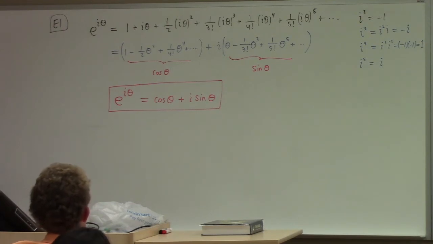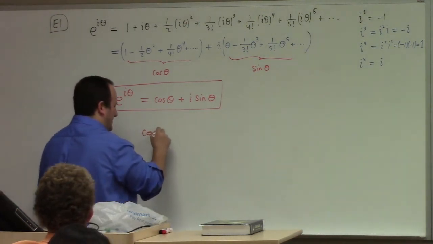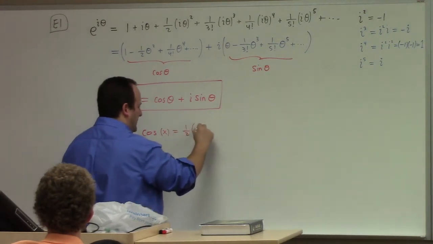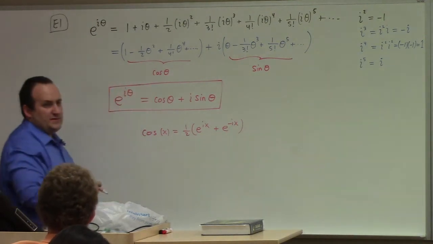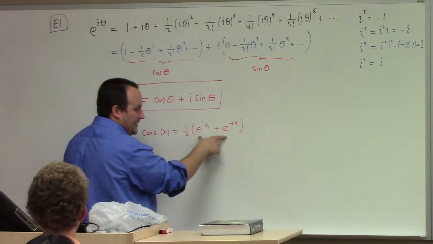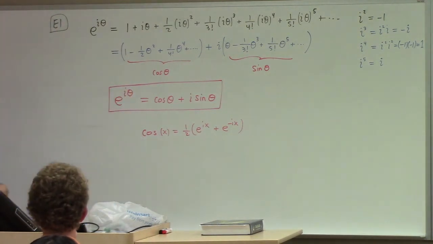Any questions about this? You have a homework problem which is like this, but not quite like this. Your homework problem asks you to show cosine of x is 1/2 of e to the ix plus e to the minus ix. To do that, you would expand both of these as series, and then when you add them, things will cancel, and all you'll be left with is the cosine series. So it's another way to get at it. Any questions about this?